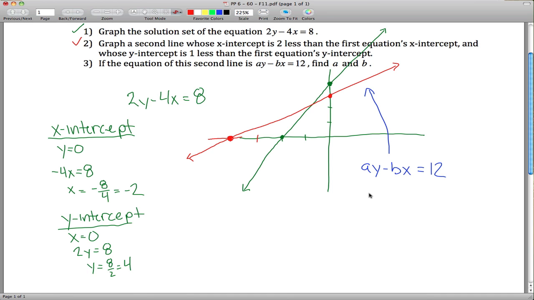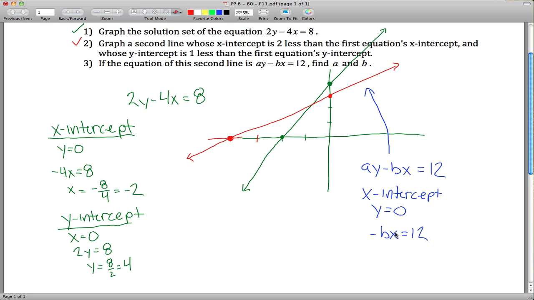And kind of the way I was hoping you'd go about this is you'd be like, all right, we're going to kind of work backwards but do the same thing we did here. The x-intercept happens when y equals 0. And if y equals 0, our problem is just negative bx equals 12. Right? This is 0, this goes away, so we got negative bx equals 12.